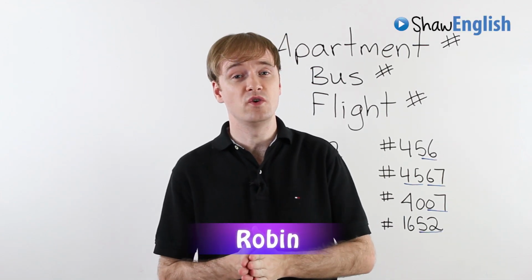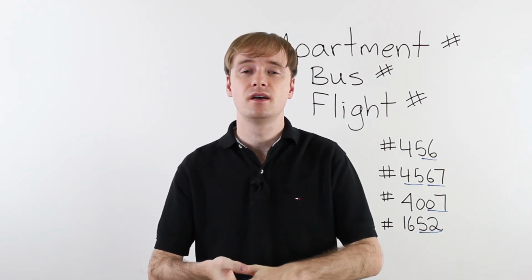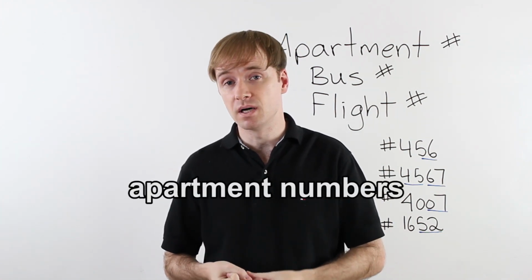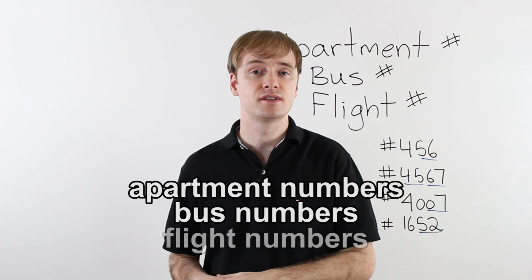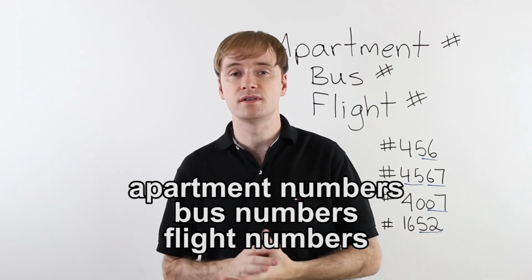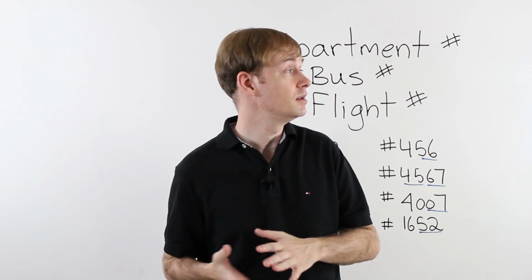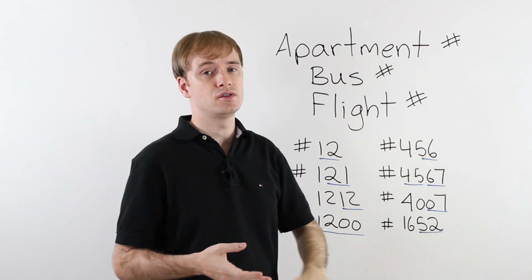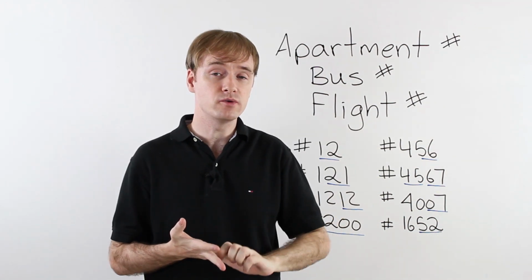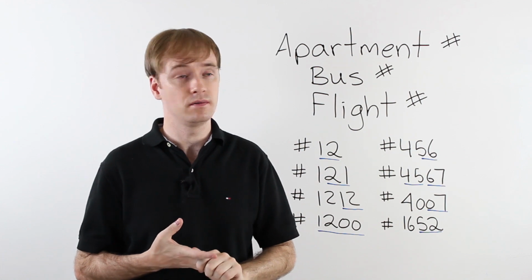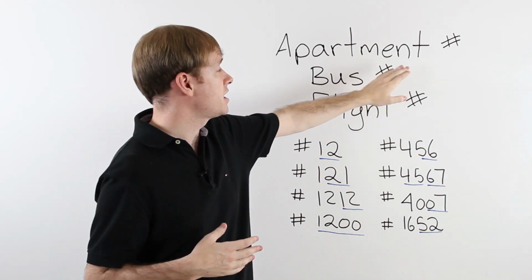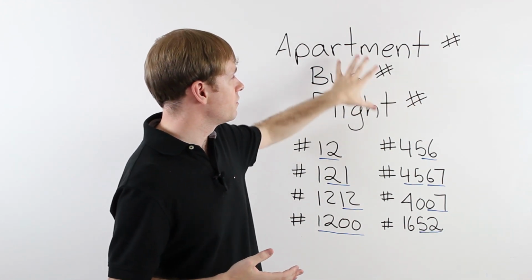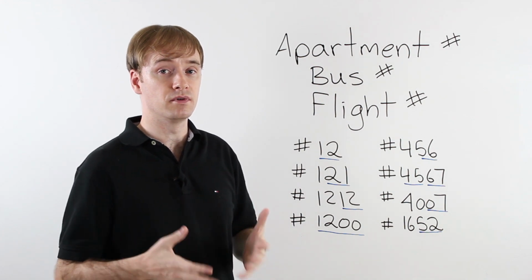Hello everyone, in this video I'm going to talk about numbers, more specifically things like apartment numbers, bus numbers, and flight numbers. Okay, we express these numbers differently in English. Let's take a look. So the first is your apartment number. This could be your apartment number or house number or villa number. Bus number, taxi number, subway number, flight number. Okay, so these kinds of things, we express the numbers differently.